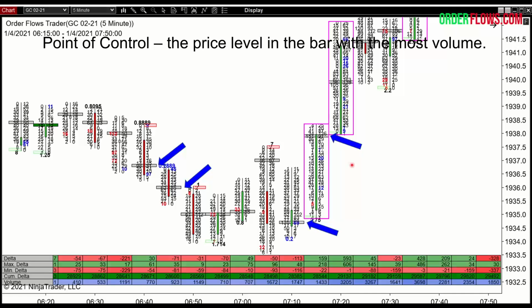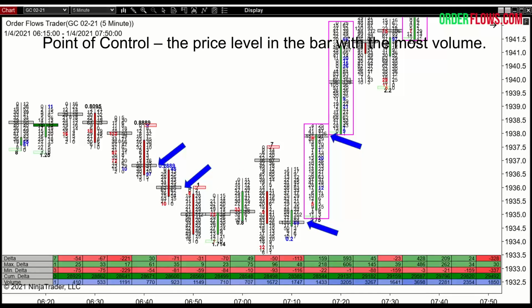Now, point of control. Every bar has a point of control, just as every bar has an imbalance, as every bar has a delta. The point of control is the price level in the bar with the most volume, period. What was traded on the bid, what was traded on the offer at that price, not in the two-way auction, just at that price. Okay, so you see every bar, I have some highlighted here.